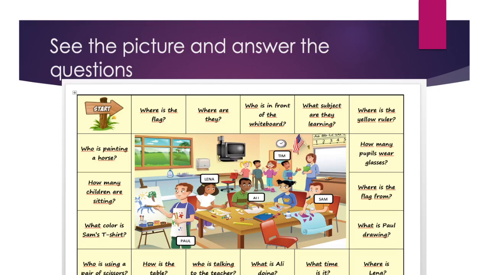Now, our fourth speaking activity is, here we have a picture of a classroom. Around it, we have several questions. Your job is to answer these questions, right? And I'm going to pick a person randomly in our Zoom meeting, and that person should give me the answer to those questions, right?